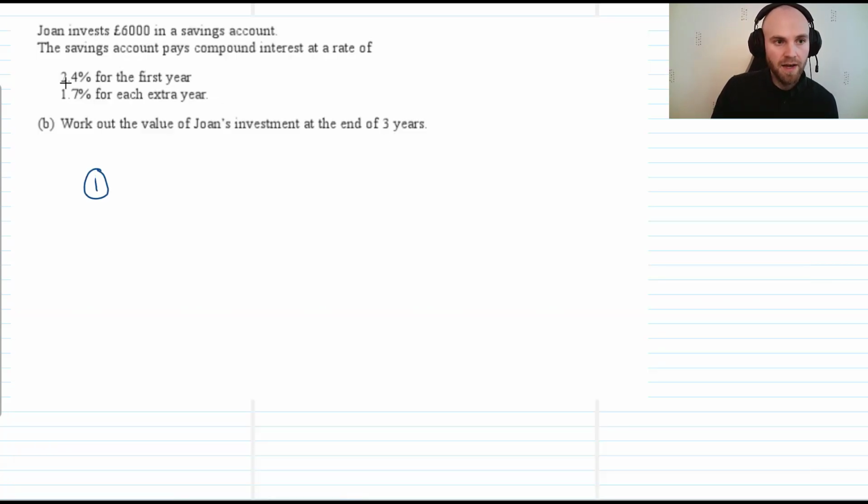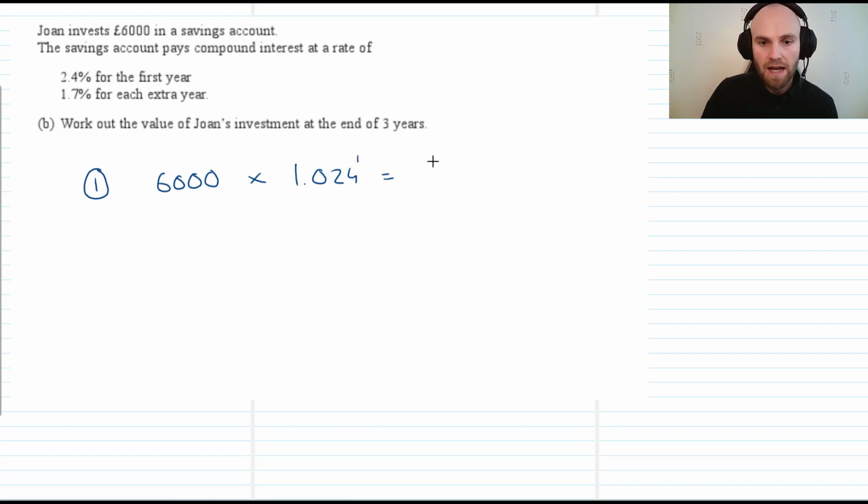So after the first year, he has an interest of 2.4%. So we know that it's going to be 6,000 multiplied by 1.024 to the power of 1, or just on its own 1.024. And that is going to give us £6,144. Just change the color to red.